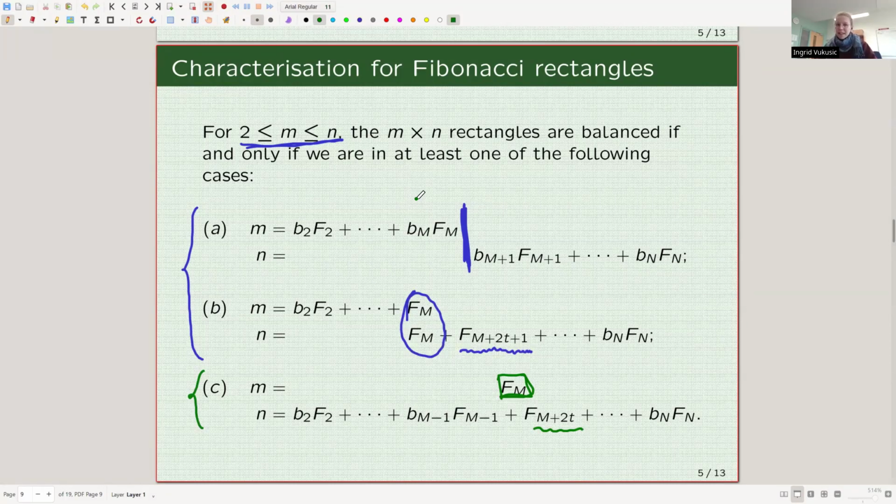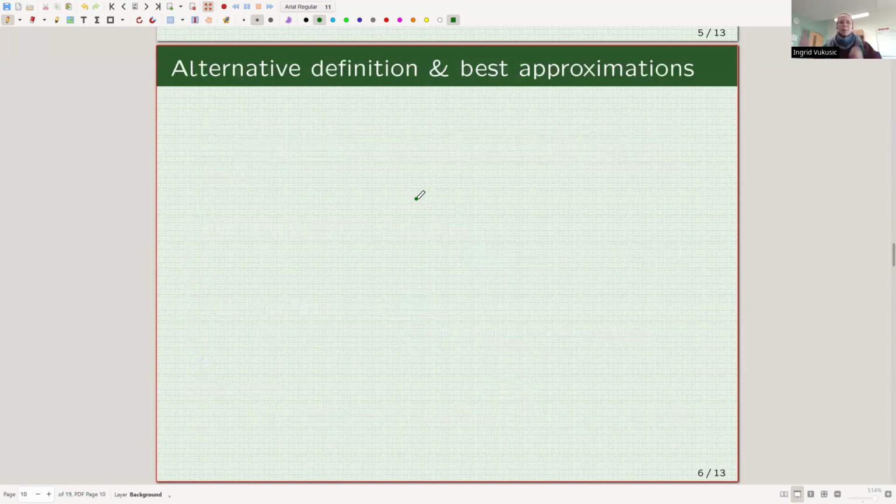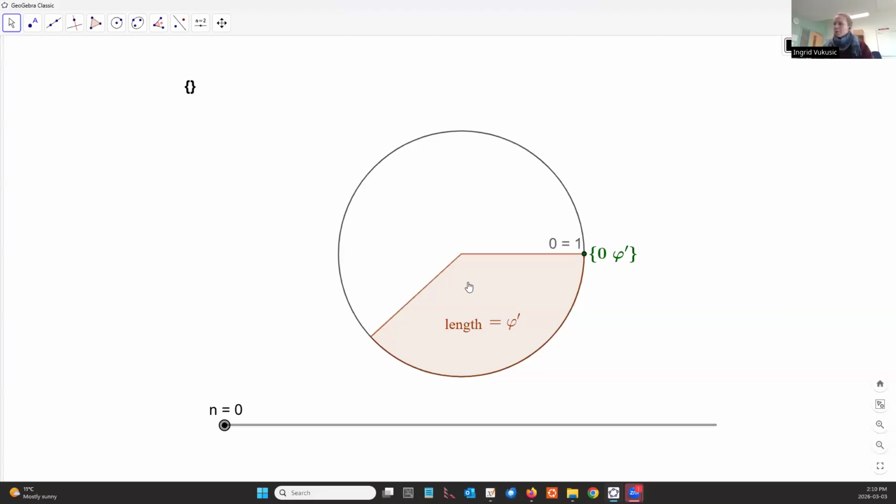And to understand this, we're going to use a different definition of the Fibonacci word, because the one I showed you was, in my opinion, the most fun one, but it's not the most useful one in this situation. There are many different definitions of the Fibonacci word, but the one that we're going to use is via irrational rotations.